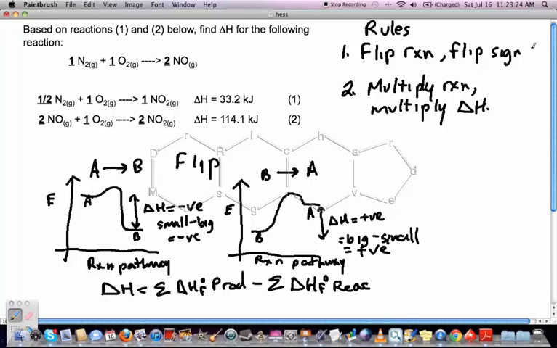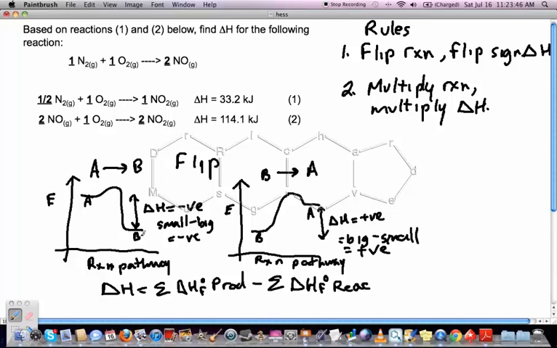Flip the sign of delta H. And here's an example of that. If you've got a reaction where we're going from A to B, we know that we can measure the delta H, or the energy change, by doing delta H equals the sum of delta H formation of products minus the sum of delta H formation of reactants. So it's always products minus reactants.